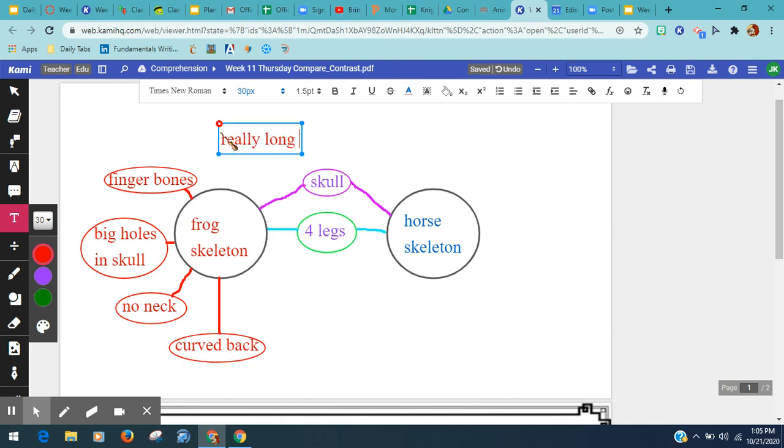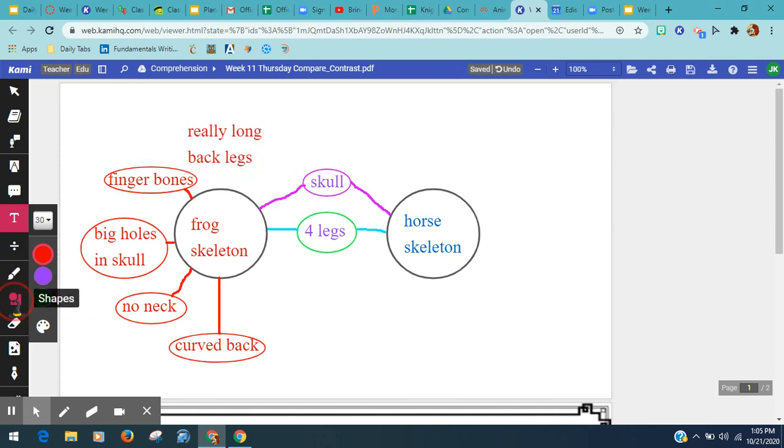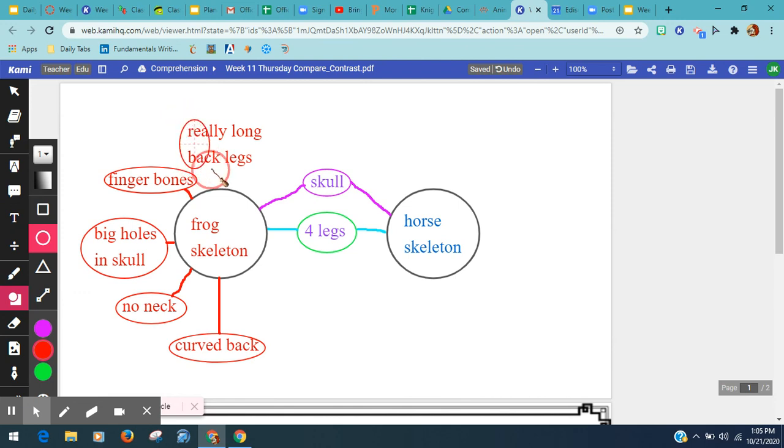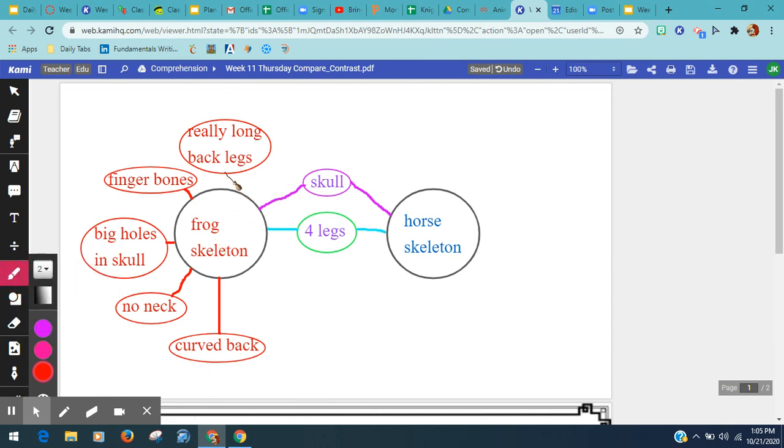Really long back legs. I'm going to move that over a little bit. And let's put a bubble around it. Remember, we like to write first and then put a bubble around. That way we always make sure that our writing fits inside the bubble. Now remember, you should have all of this stuff written in your spiral notebook. I know I'm typing it, but you should be writing this down. If you haven't, you should pause the video now and start. Get all of this written down because you're going to need it for sure.